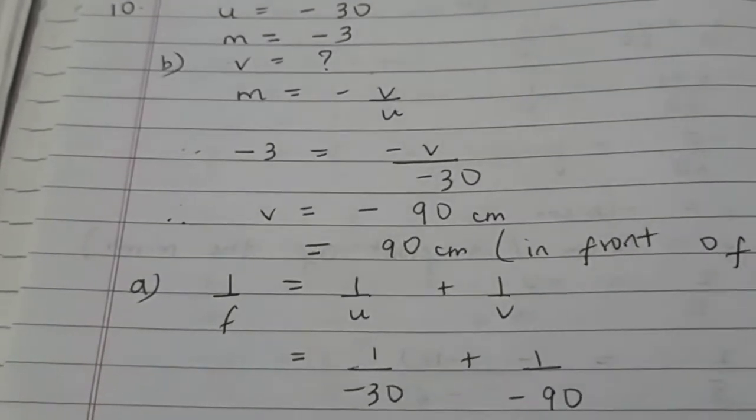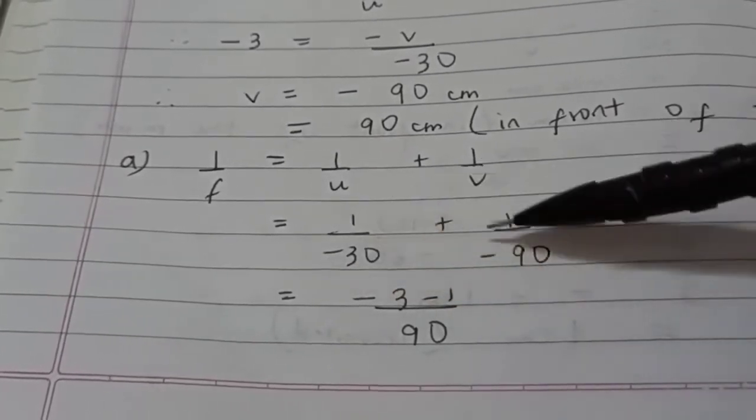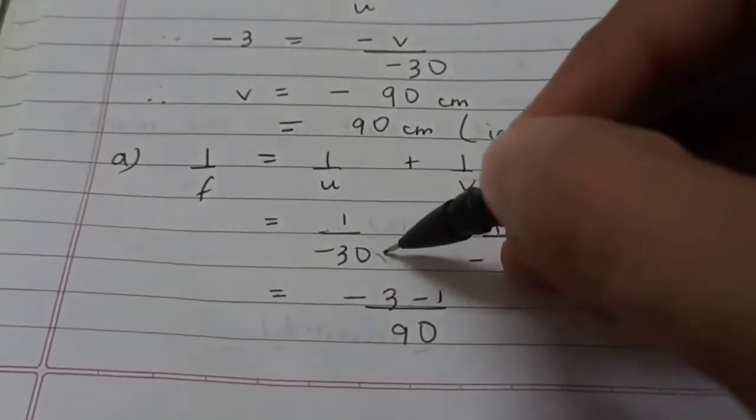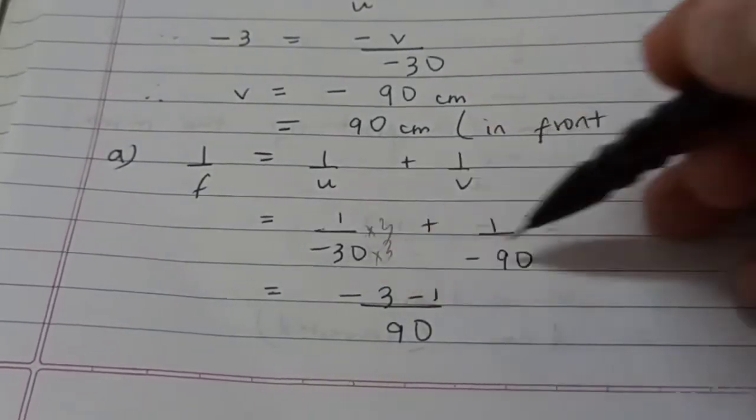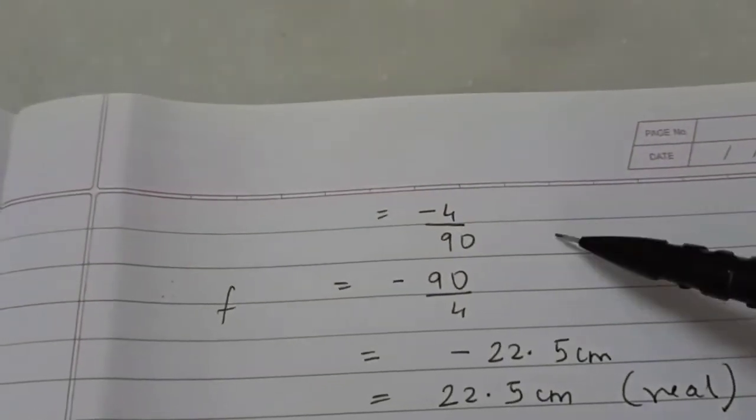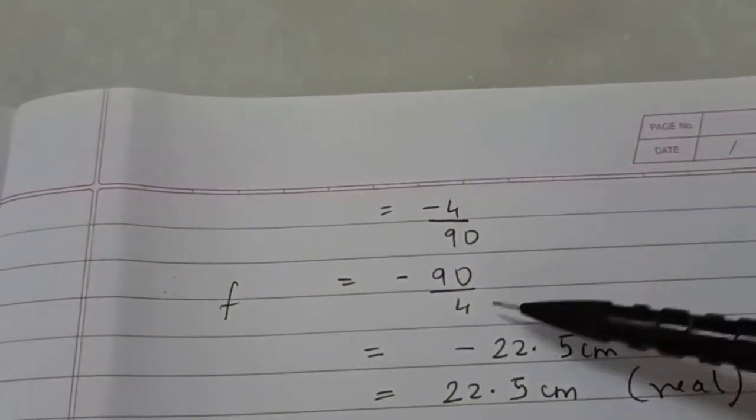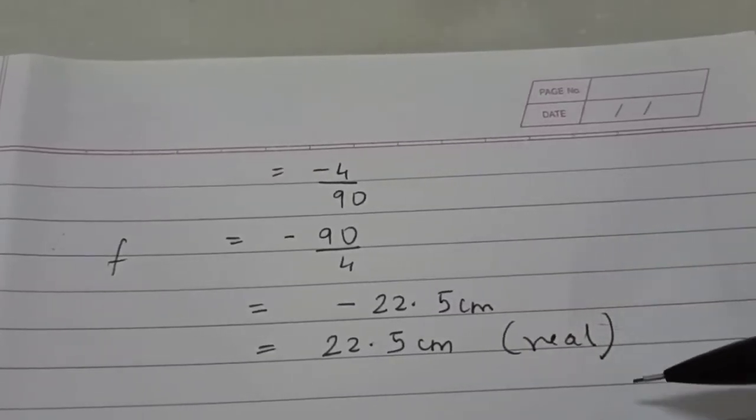It's a real image. They've also asked you to find F. Use this formula, substitute the values. Be careful with the signs. The minus sign goes up. The minus sign goes up. LCM into 3 into 3. So minus 3 minus 1 upon common denominator 90. That's minus 4 upon 90. Don't forget to reciprocate it. And I'm getting 22.5 centimeters. It's a real image, so real focus.